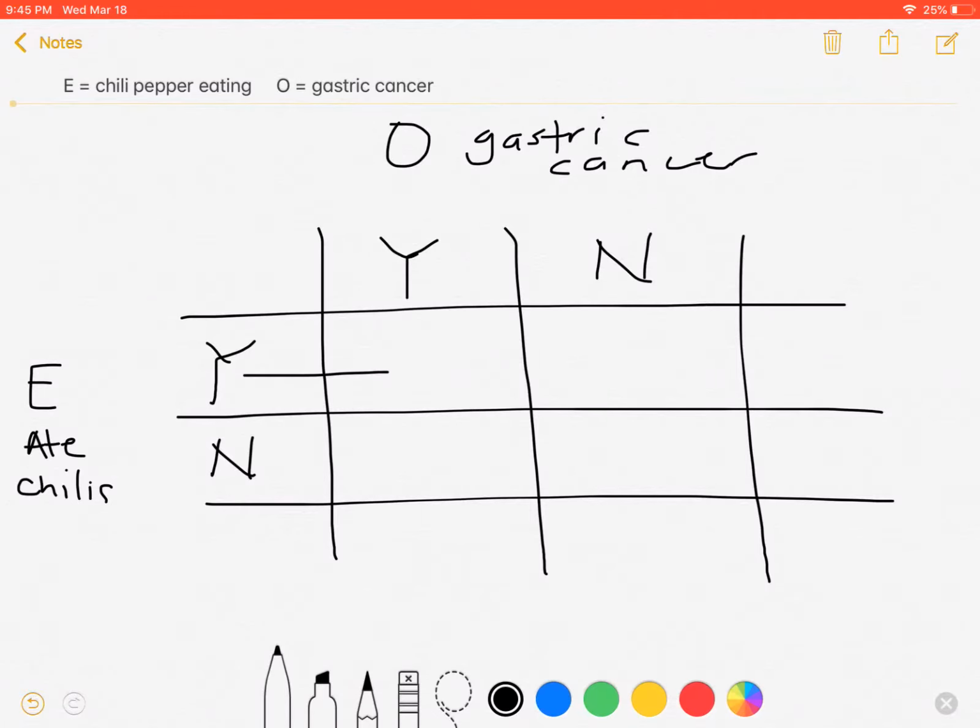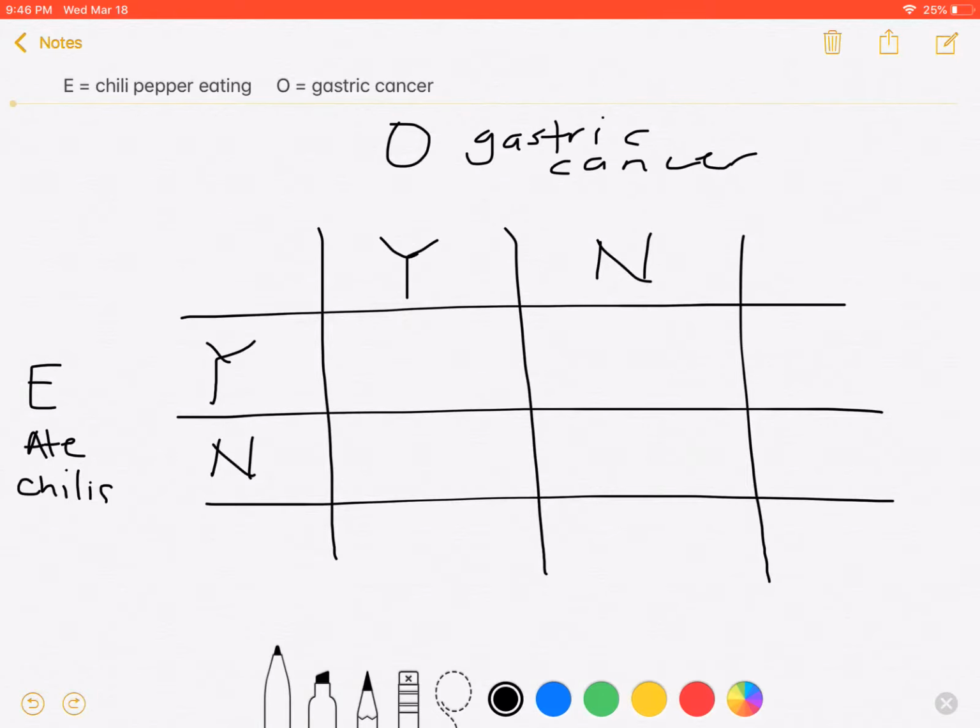So, right? Everyone in this column ate chilies. Everyone in this row did not eat chilies. Everyone in this column got gastric cancer. Everyone in this column did not get gastric cancer. So that's important to remember.